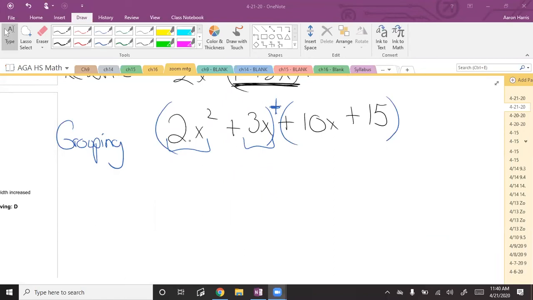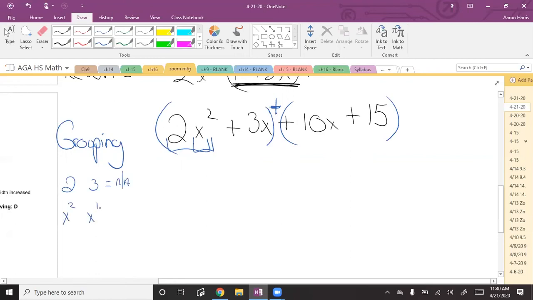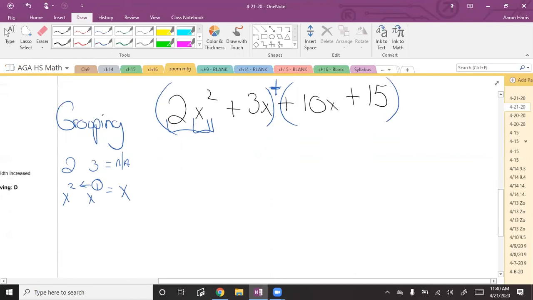Is there a GCF for the x's? Yes, 1. So here's 2 and 3. There's no GCF. Nothing works. But if I have an x squared and an x to the first, I pick the smallest one because I know there's at least one of them in that x squared, correct? Yes. My GCF is going to be x.